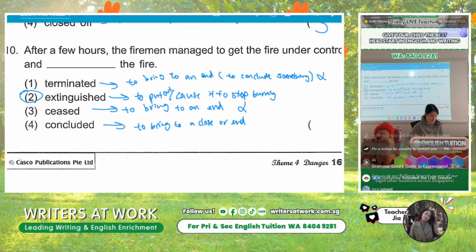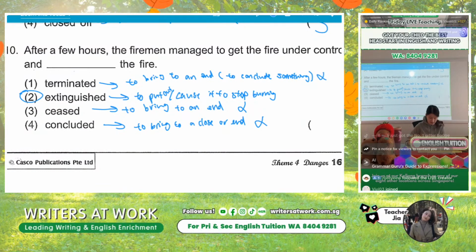Concluded, okay. Now for concluded, you can use it for an event, like an activity. We concluded the event with a cake. We concluded this paragraph talking about this topic. I concluded my speech with blah blah blah. So it also means to bring to a close or end, but it has less to do with putting out a fire. It doesn't really fit the context. So after looking through all the options, we can see that number 2 makes the most sense.